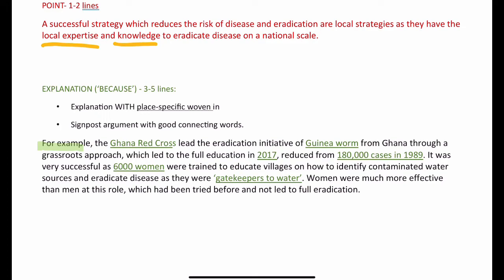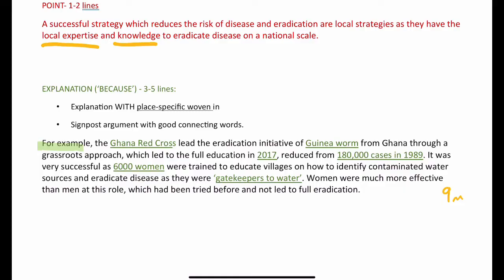Here I've talked about Ghana and guinea worm. I've said that the cases were 180,000 in 1989. They educated women who were able to identify water sources because they were the gatekeepers to water. They actually looked after the water sources. And I've even put a line in to say that they were more effective than men, who they tried to do this with, but it didn't work. Again, I've only written somewhere in the range of 3 to 5 sentences because I've realised that I'm only getting 9 marks for this section for AO1. It's still detailed. It still says what actually happens in terms of a local strategy and how it eradicates disease.